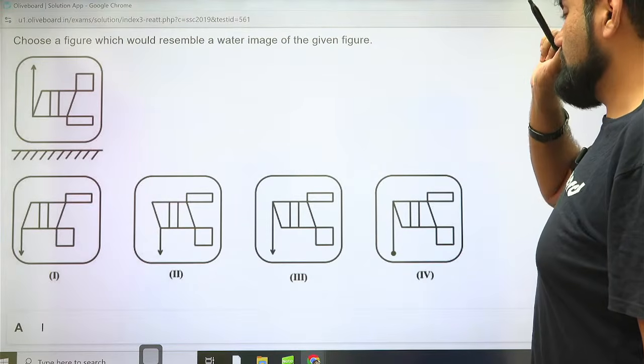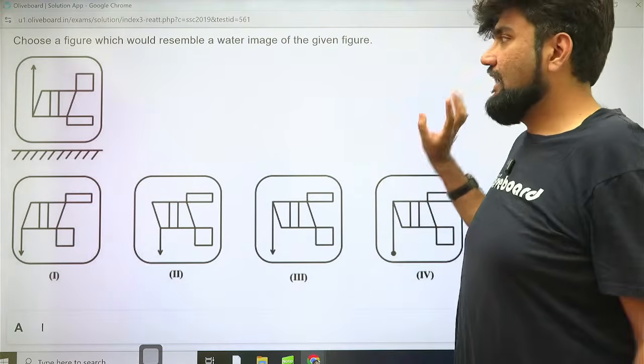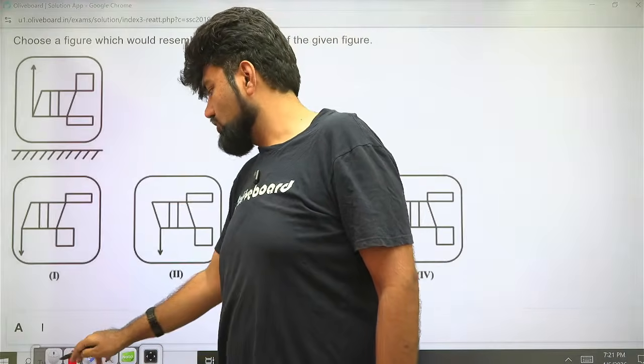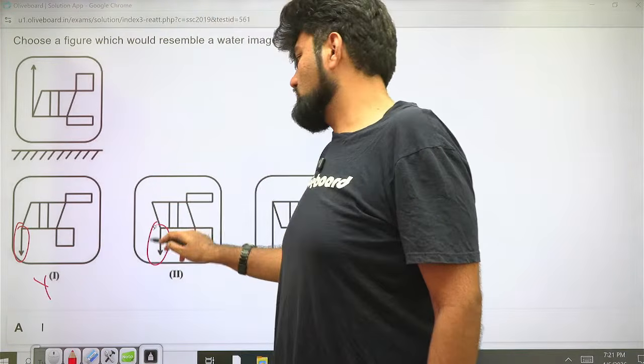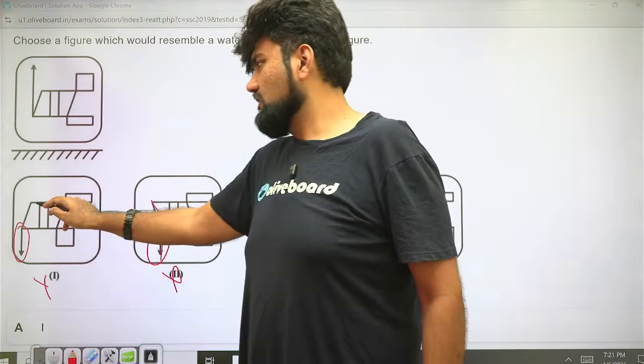Water image of the given figure. This is going to eat up your time in the exam. See, instantly you will eliminate 2 options for sure. This is a straight line here. This is not. So this is gone. This is not. So this is gone. This is a slant line. This is a slant line.